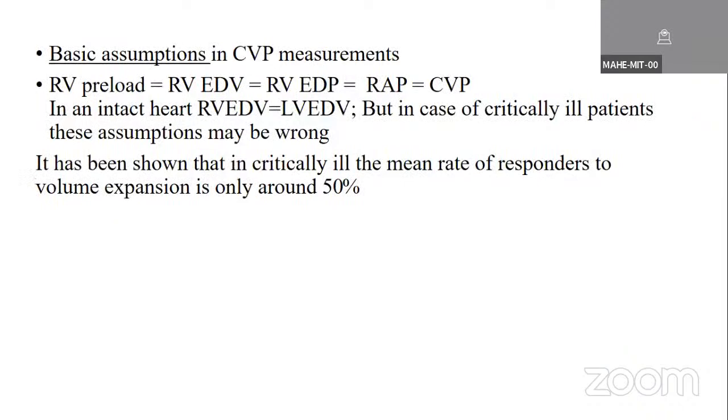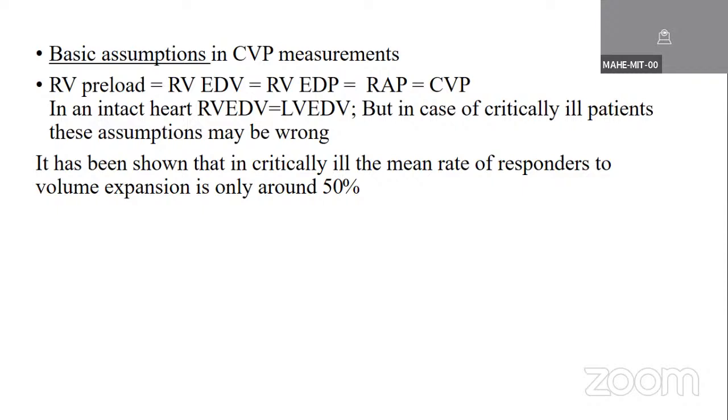There are many assumptions when using CVP. The first assumption is that the left heart is equal to the right heart, because we are placing the catheter in the right heart, and we are trying to calculate the left ventricular end-diastolic volume. We are measuring central venous pressure. The second assumption is that pressure is equal to volume, and the third assumption is that there is no AV valvular pathology in between.